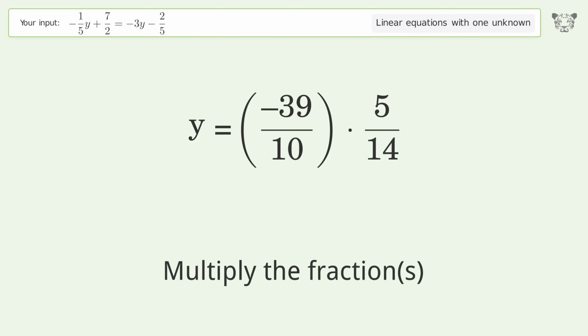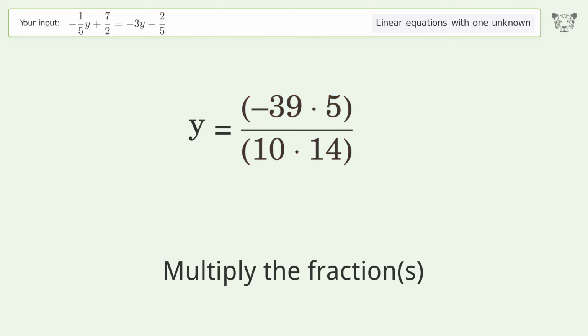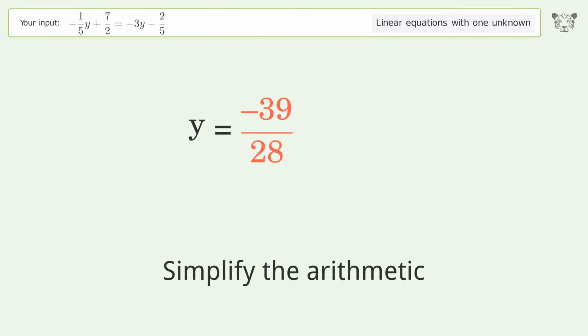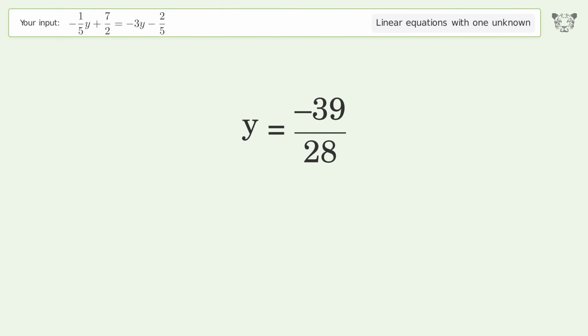Multiply the fractions. Simplify the arithmetic. And so the final result is y equals -39/28.